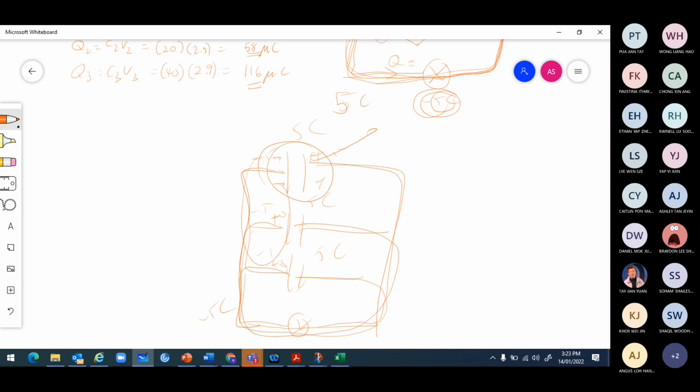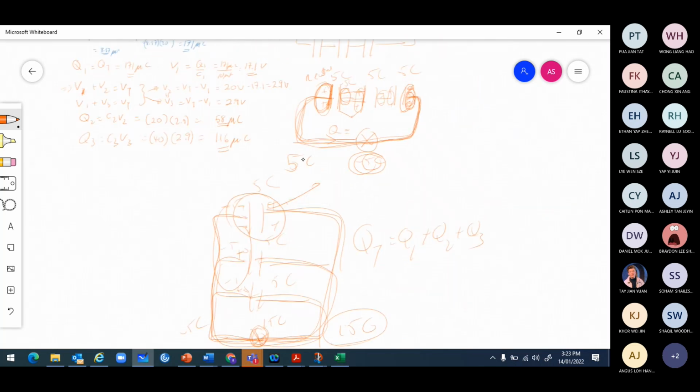To neutralize the 3 capacitors, negative 5, negative 5, negative 5, negative 15 coulomb of charge must pass by the light bulb. So the total charge passing the light bulb in parallel is 15 coulomb. That's why the total charge stored in parallel is Q1 plus Q2 plus Q3. So if you want to store more charge, better connect the capacitors in parallel. In series, it's just the same as the charge stored in one of the capacitors.